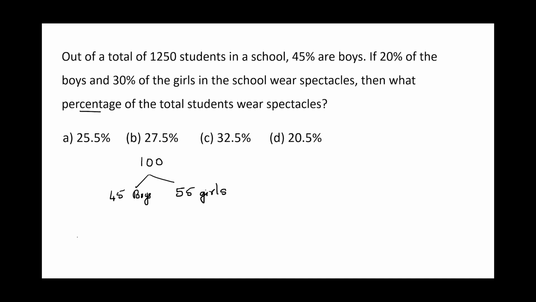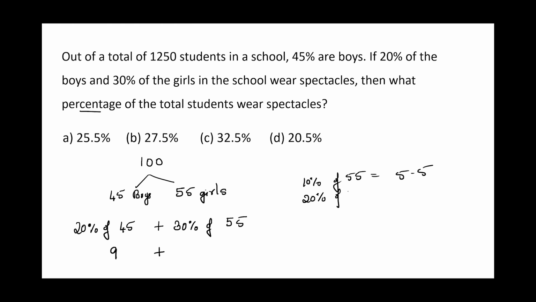Now, how many boys are wearing the spectacles? So 20% of 45. That is the number of boys who are wearing the spectacle. How many girls are wearing the spectacle? 30% of 55. So what is 20% of 45? 10% is 4.5. Double of 4.5, you get 9. How about 30%? 10% of 55 is 5.5. If I ask you what is 20% of 55, you will say that's just a double. So adding, I get 30% of 55 is equal to 16.5.